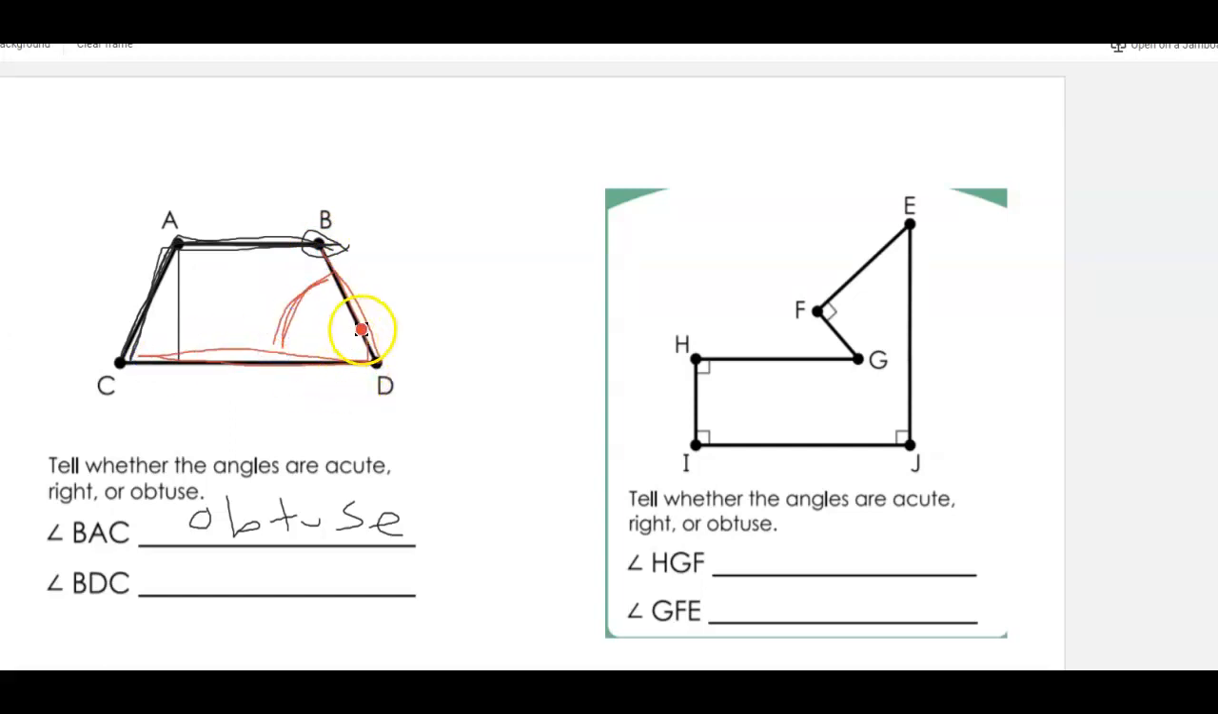Well, 90 degrees would be here, right? That's 90. So is it less than 90 or more than 90? It's less. So it's acute. It's a cute little angle, right? It's less than 90 degrees, so it's a cute little angle.